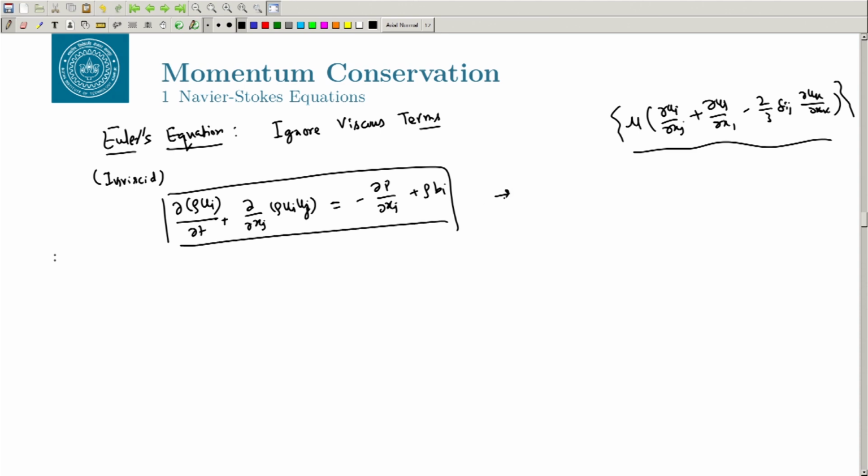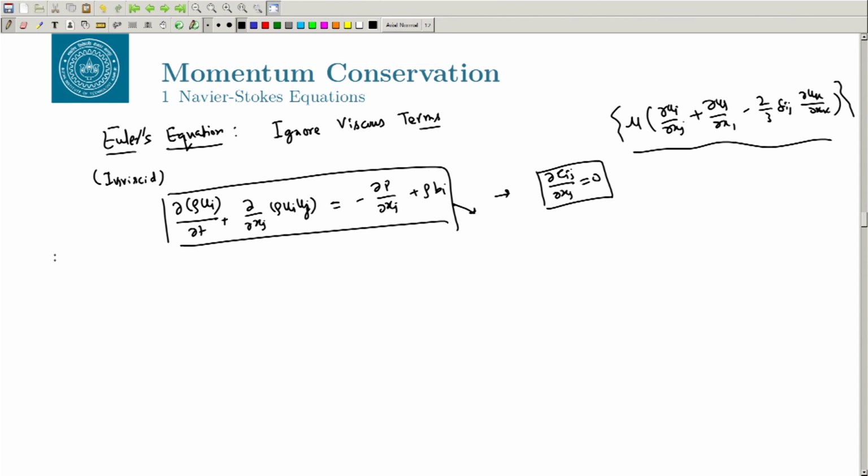So, the entire term that we had, ∂τij/∂xj, goes to 0, because this stress is due to the presence of the viscosity, the molecular viscosity. So, when you start writing a code, many times you first write the Euler code, and then you add the viscous part, and then you can include the effect of the Reynolds number variation or the viscosity variation, right.